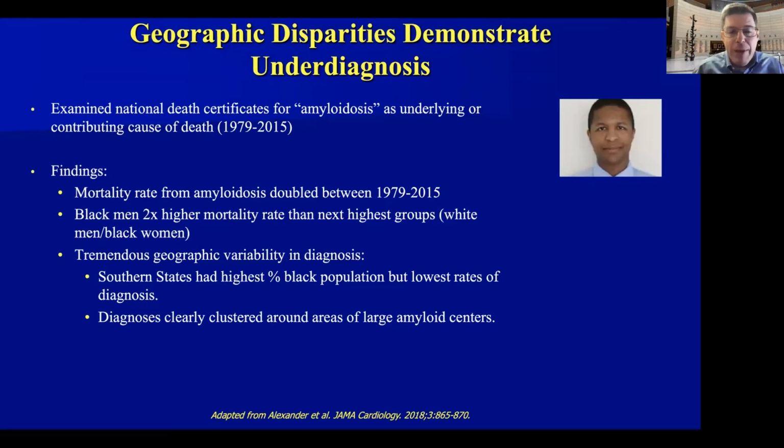He found that Black men had twice as high mortality rate to the next highest groups. That makes sense because we know that, again, the most common mutation is primarily in individuals of African descent and affects men more than women from a phenotypic standpoint. He also found there was tremendous geographic variability in diagnosis.